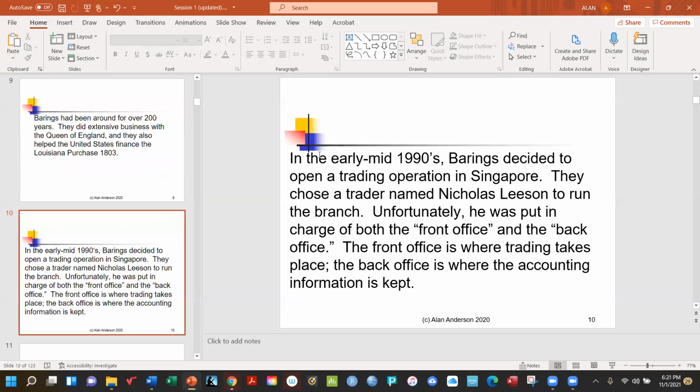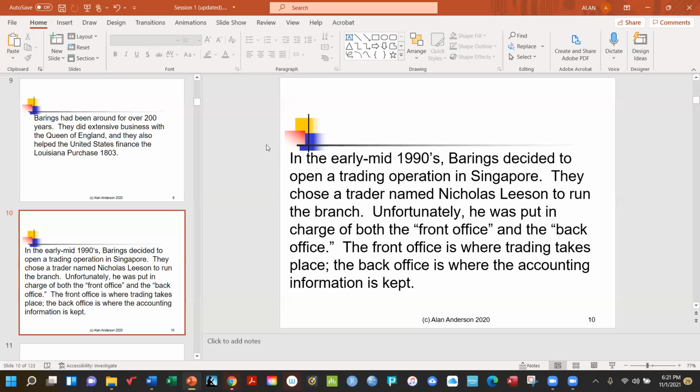So they set up, this is where they really went astray. They were doing just fine. And then they set up this trading operation in Singapore. And I don't remember why. Why did they pick Singapore? They must have decided that they needed a presence in Asia. And sadly, they picked Nick Leeson to run the branch. I guess he was willing to go. And they thought he was a good trader.